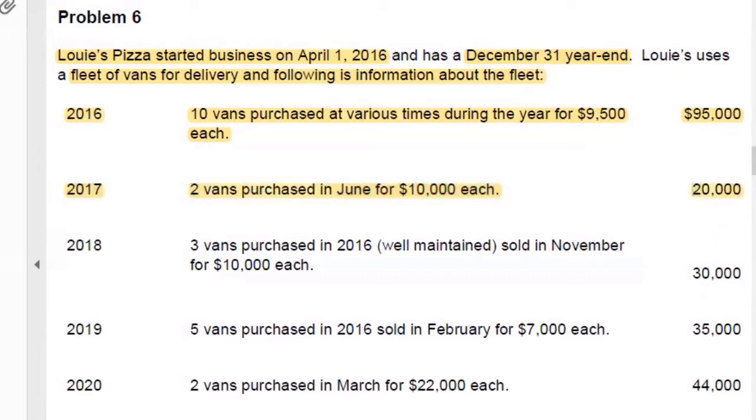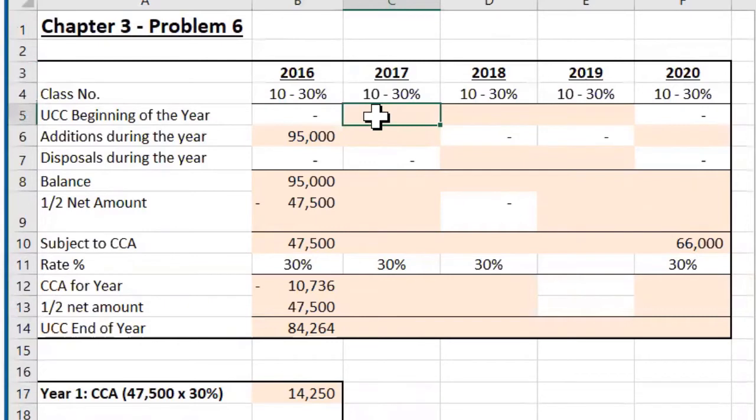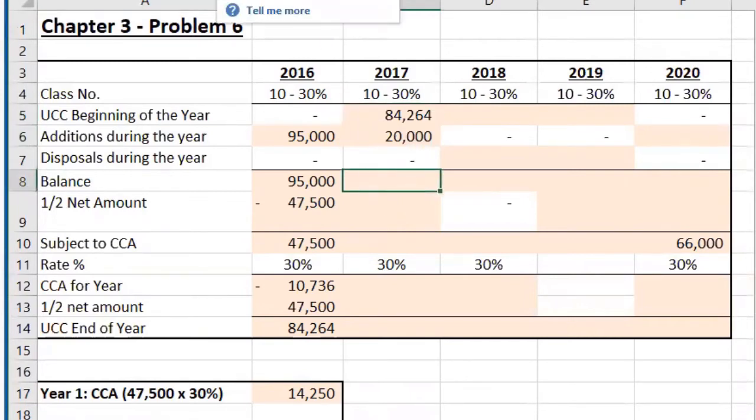No problem. I'm going to start off now in the year 2017. Now, the UCC at the beginning of the year is the closing balance of the prior year, and that's 84,264. We have some additions during the year of 20 grand. And our balance that we're going to be working with going forward, because there are no disposals, is simply the addition of those 2 numbers. Now we have net additions for the year, meaning we have a positive amount of additions. The net additions were 20 grand.